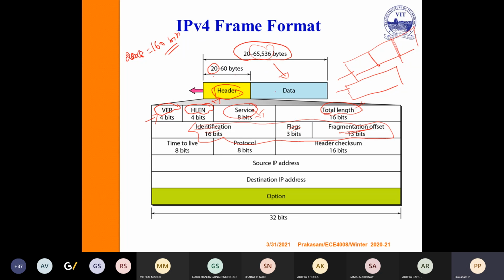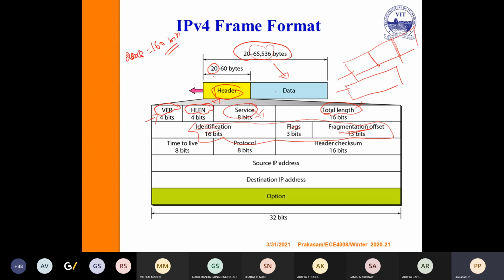So identification, flag, and fragmentation fields will be used to divide the long data into small pieces. Then it will identify, using the respective identification number, whether it is the first segment or second or third. Then the flag is used to represent the boundaries of the respective segment.